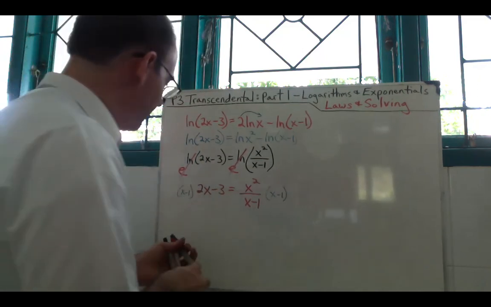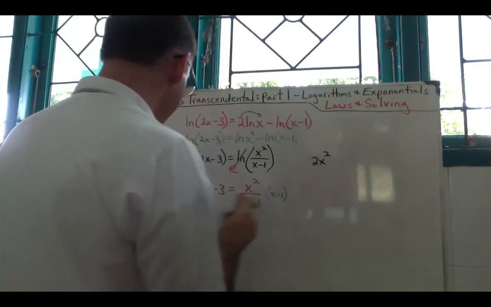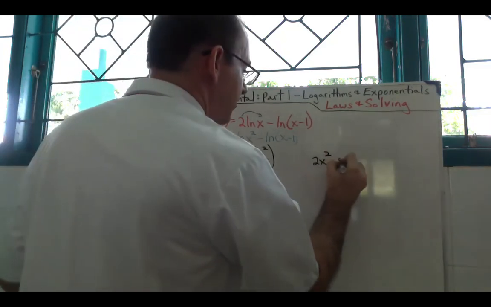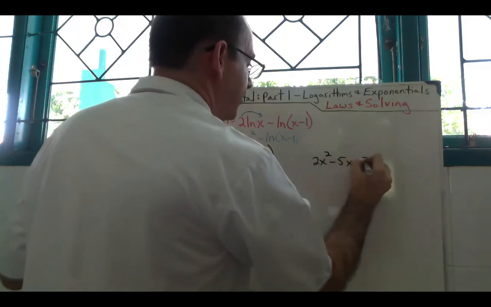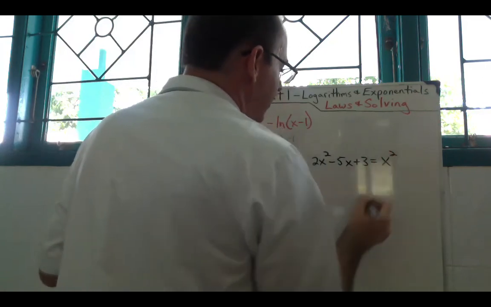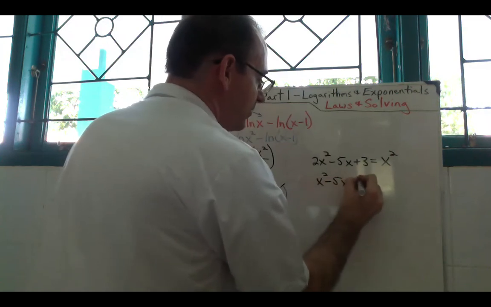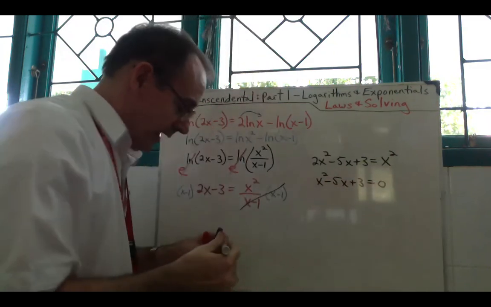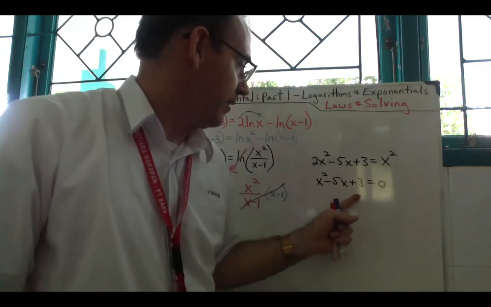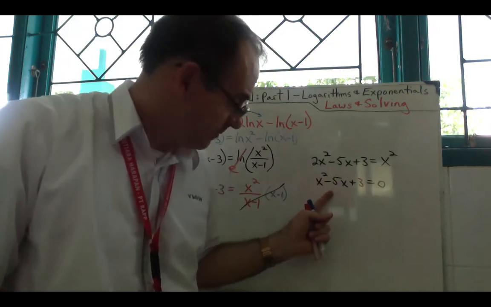And that's going to give us 2x squared minus 2x minus 3x is minus 5x plus 3 equals, this cancels x squared, subtract x squared, so we get x squared minus 5x plus 3 equals 0. And you'll probably notice that you cannot factor 3 to give us a 5. So you're going to have to use the quadratic formula.